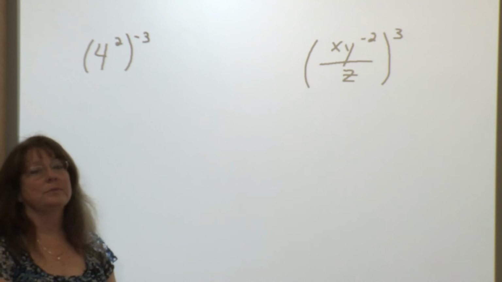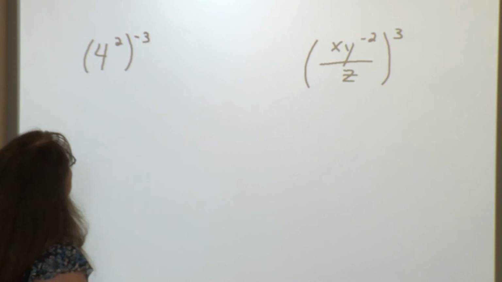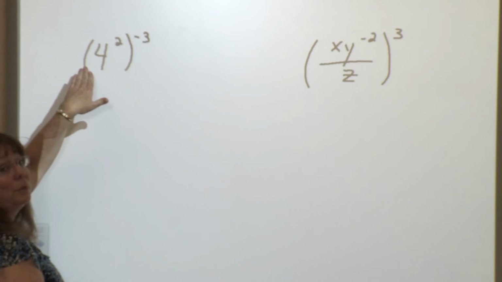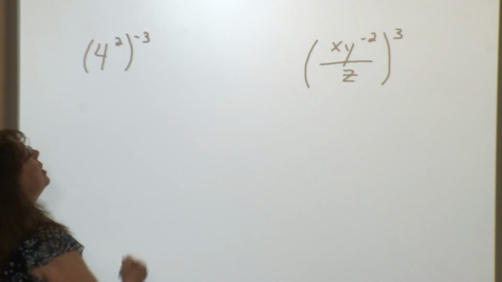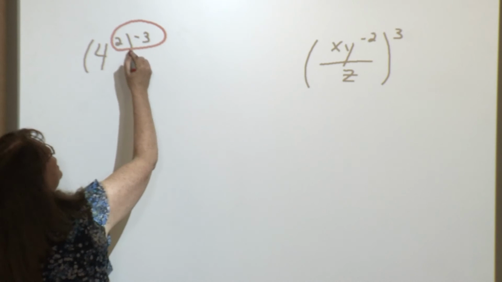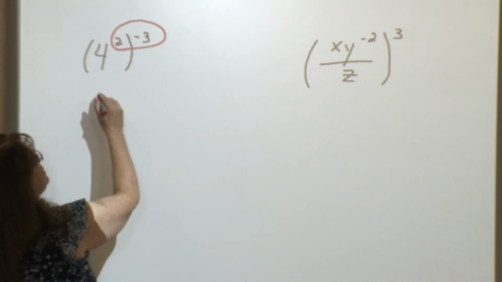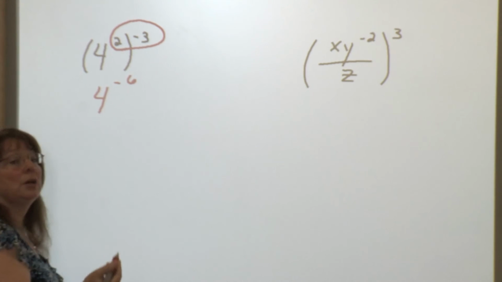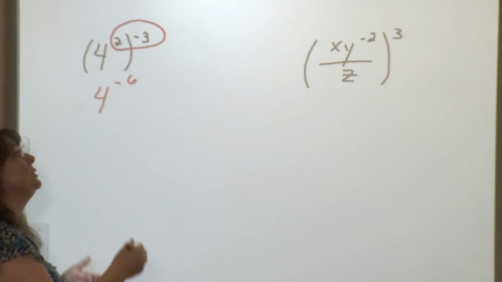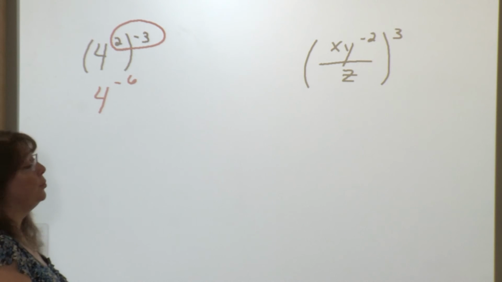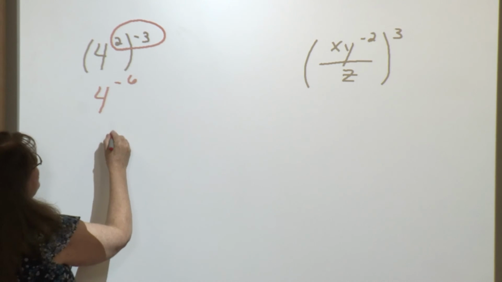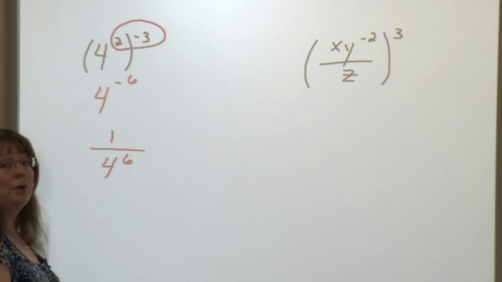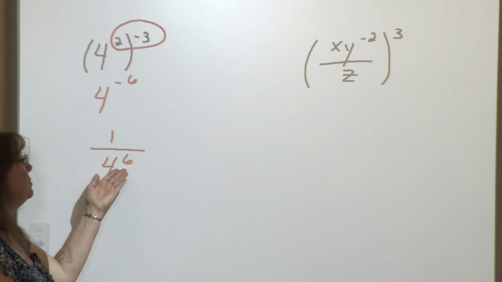Here's our last examples. We have a base, and it's the 4. There isn't even a variable in this expression. I still am going to use the power to a power and multiply my exponents. So I'll have 4 to the negative 6 power. Now you're not going to want to leave that negative exponent. It's going to need to be positive, so I'm going to want to put it in the denominator. I'll write it as 1 over 4 to the 6th power and change it from a negative to a positive 6.